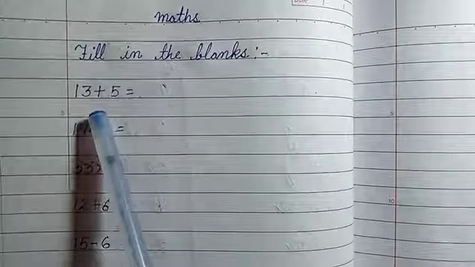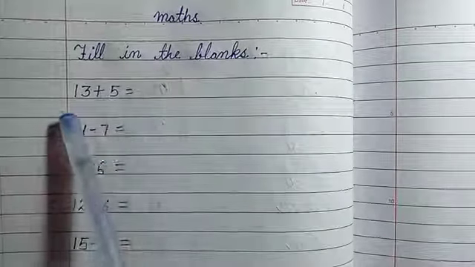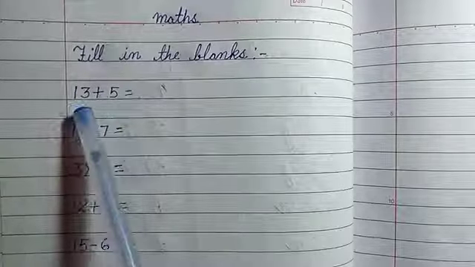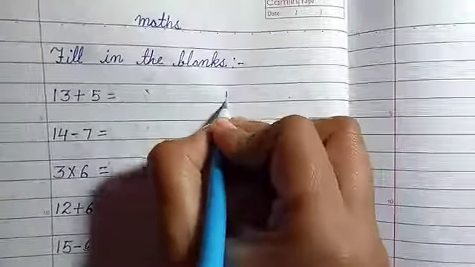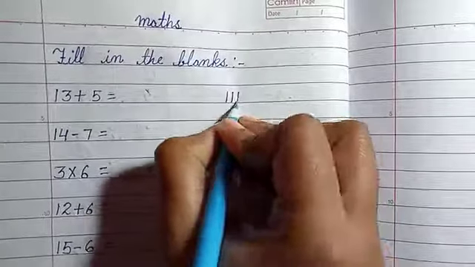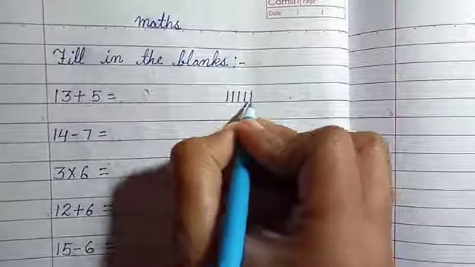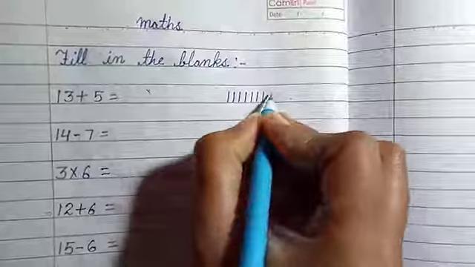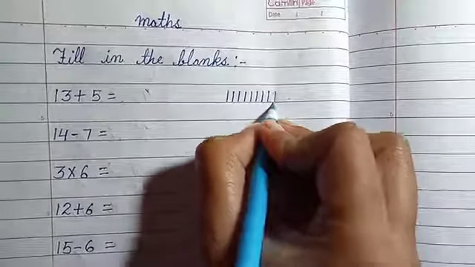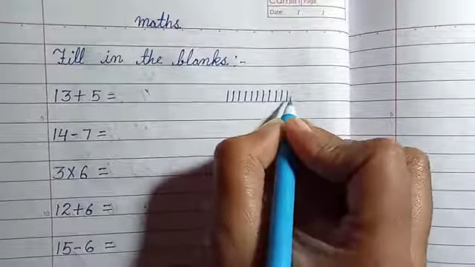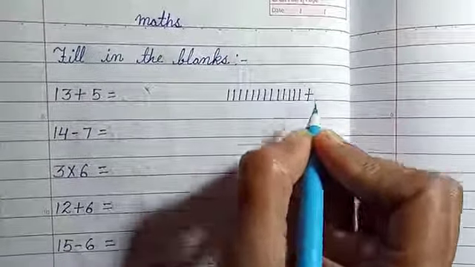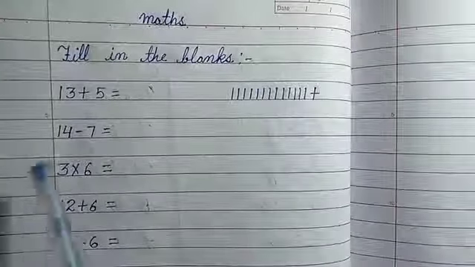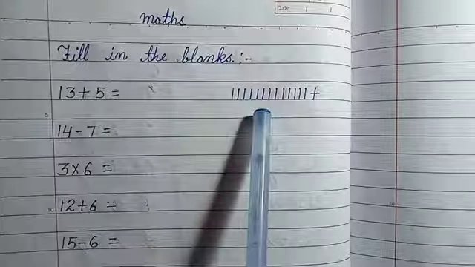Here is 13 plus 5. Here is 13. Now you draw 13 lines.